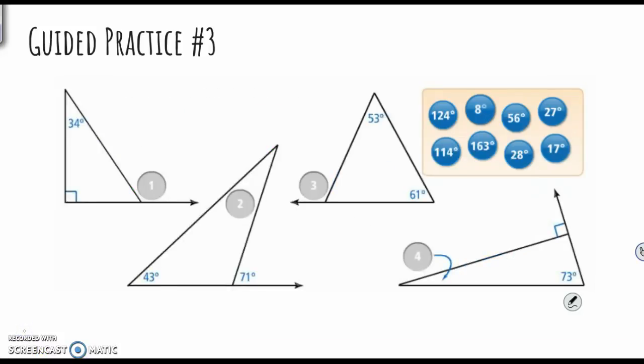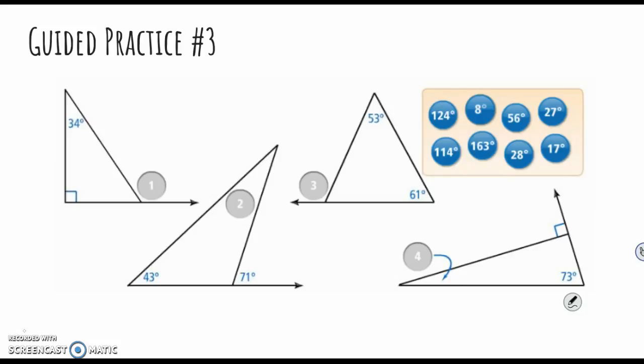Let's look at guided practice question number 3 together. Now we're going to find the exterior angle measure. Remember, when you have 2 measures of the non-adjacent angles, meaning the angles that do not share a common side and vertex to your exterior angle, we can add them together to give us the measure of angle 1.